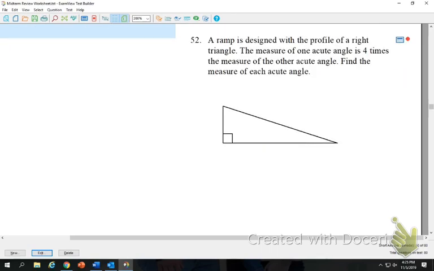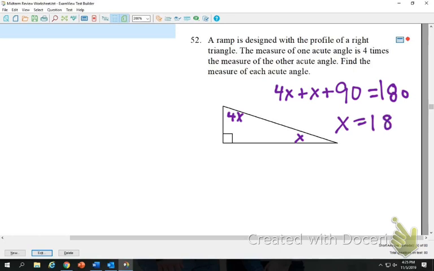A ramp is designed with the profile of a right triangle. The measure of one angle is 4 times the measure of the other. So you're going to add your 3 angles. 4x plus x plus 90 equals 180. So it's very interesting because x will still equal 18 in this problem, which means the other angle will be 72.